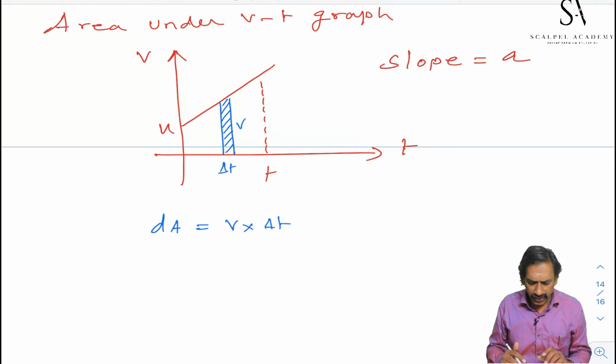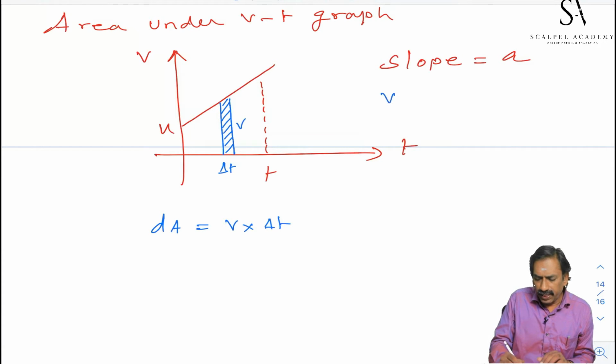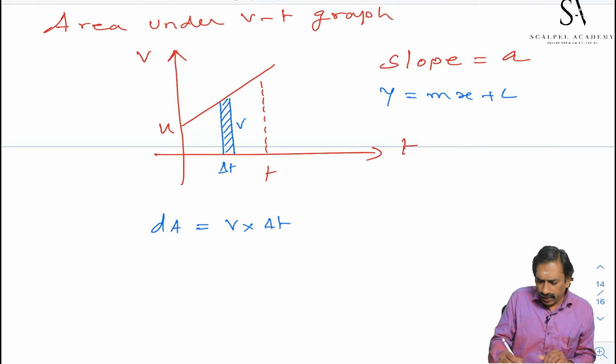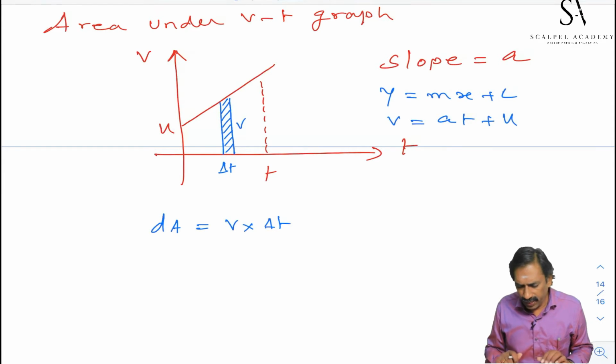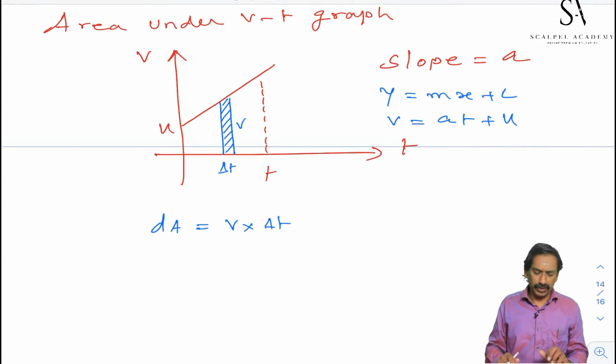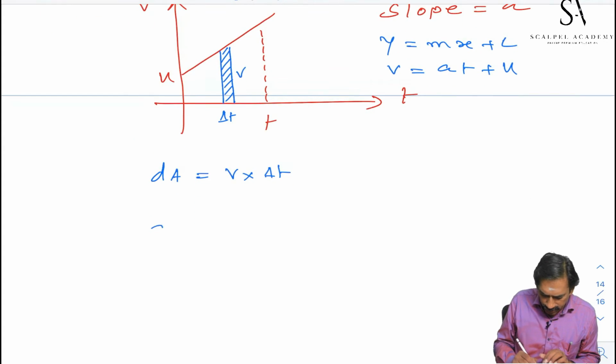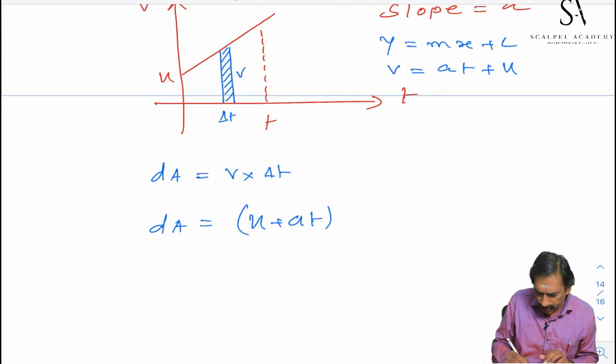What is the velocity as a function of time? We can get v is equal to, it is in the form of y is equal to mx plus c. In y we have taken v, slope is given as a, and c is u. V is equal to u plus at. Okay. Therefore, area under the graph is equal to u plus at dot dt. This is not delta t, dt.